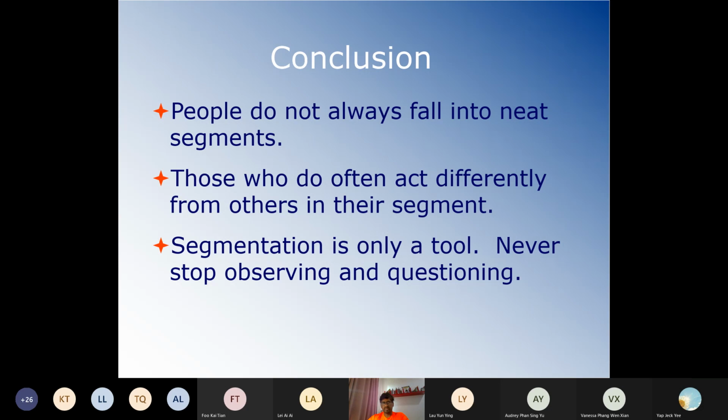Those who do often act differently from others in their segment. Segment is only a tool, never stop observing and questioning. You need to keep observing the population. You need to keep understanding the characteristics of the segments, because they change from time to time. Because the market population will always have different target people. So that will be changing, and you need to keep reading and studying them from time to time.